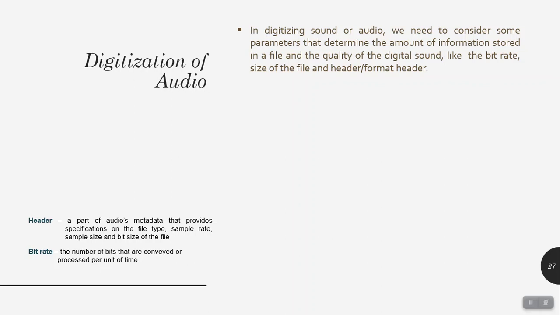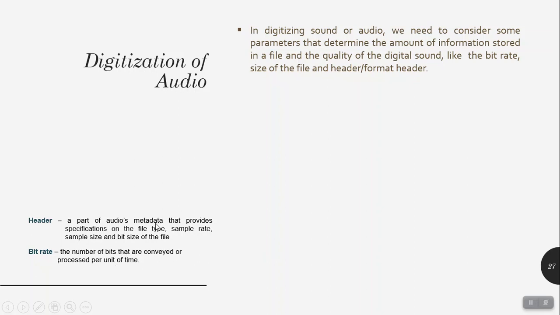In digitizing sound or audio, we need to consider some parameters that determine the amount of information stored in a file and the quality of the digital sound, like the bitrate, size of the file, and header or format header. So when we say header, it is a part of the audio's metadata that provides a specification on the file type, sample rate, sample size, and bit size of the file. Bitrate is the number of bits that are conveyed or processed per unit of time.